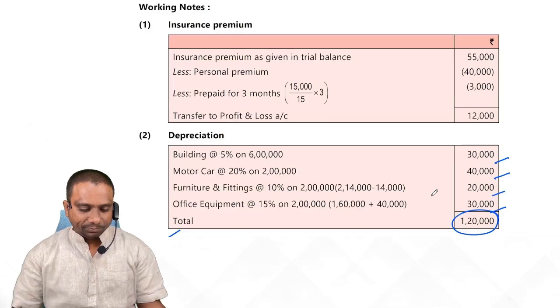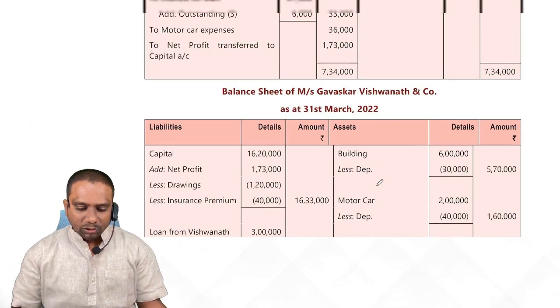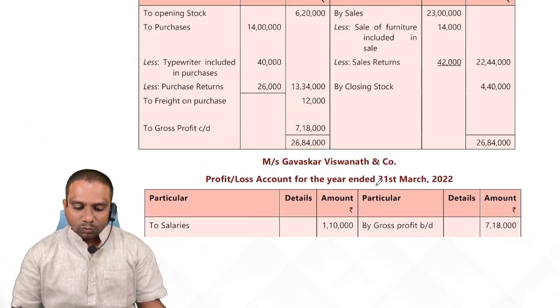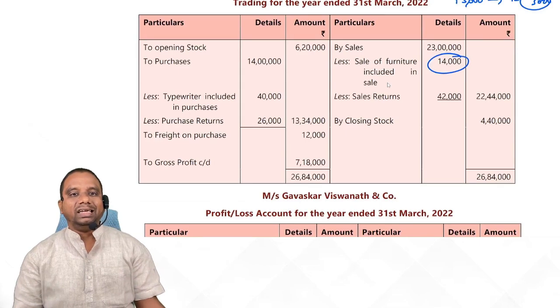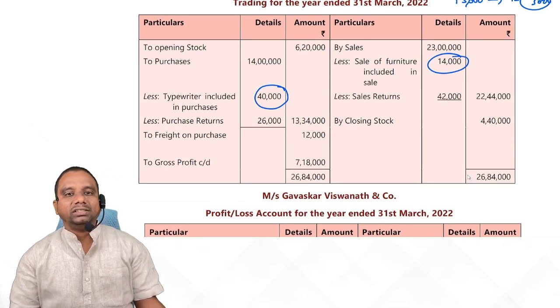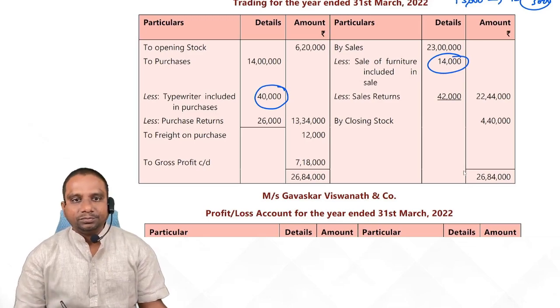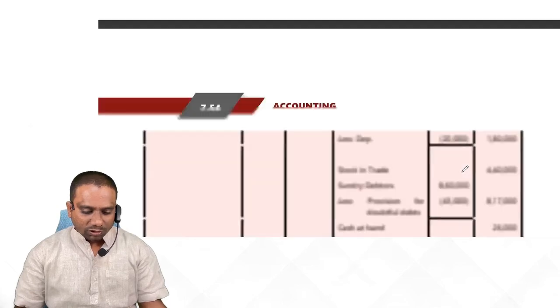Look at insurance. Next one, two important rectifications. First one is what? Sale of furniture, 14,000 deducted. Next, typewriter included in the purchases, that is also deducted. These two important rectifications, you try to focus.